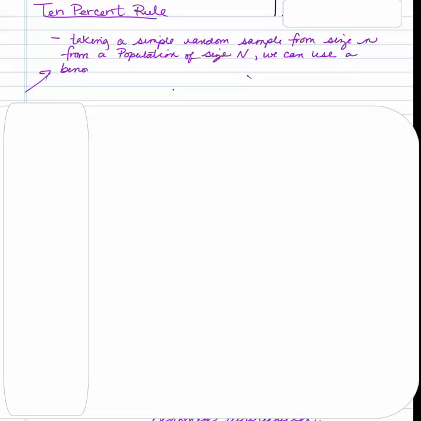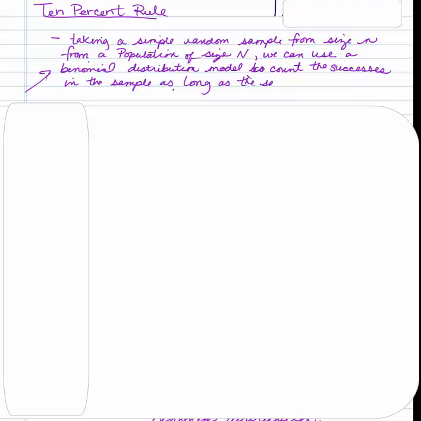We can use a binomial distribution model to count the successes in the sample as long as the sample is smaller than 10% of the population.